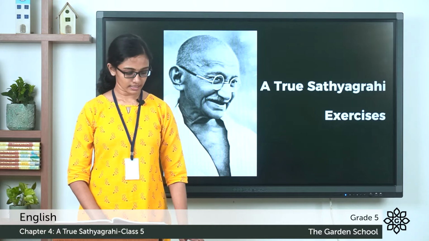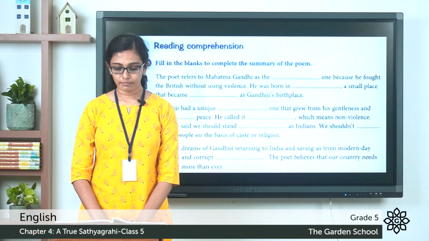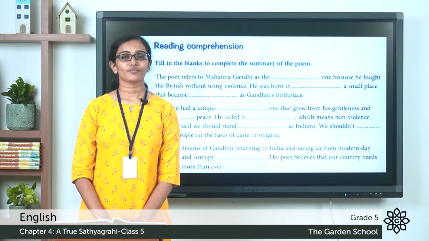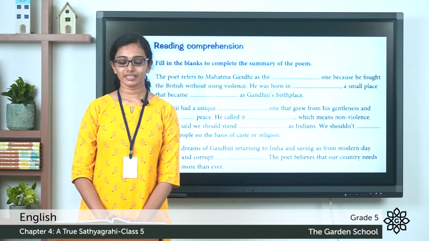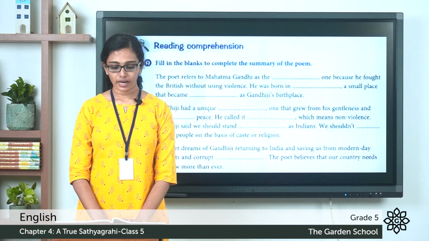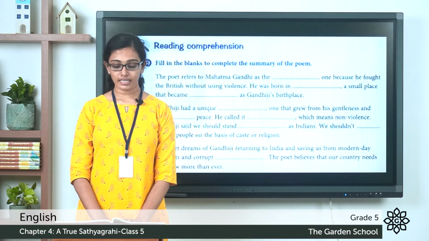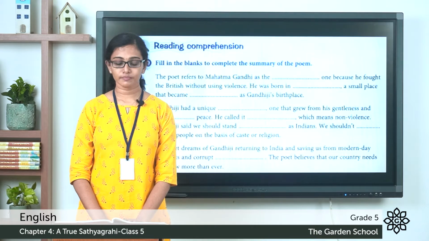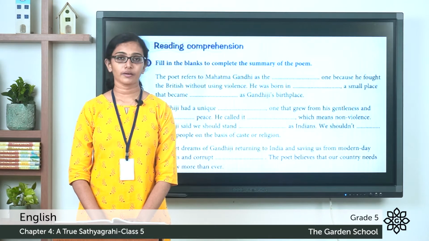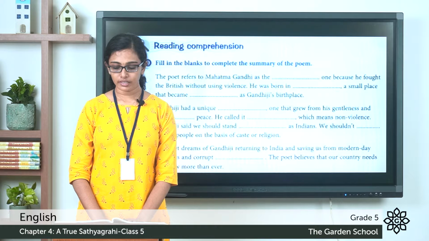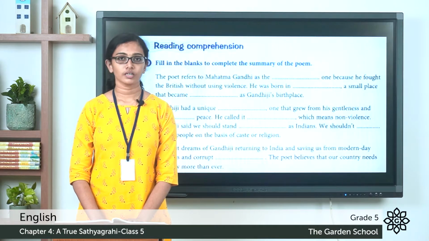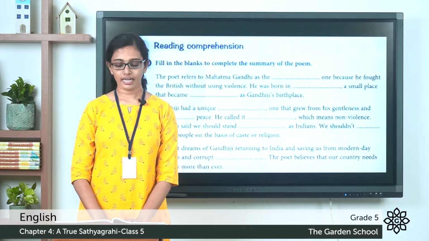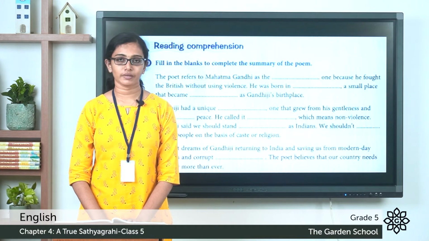So the first question is, fill in the blanks to complete the summary of the poem. So I hope you read the poem. So from the words we learned in the poem, let's complete this exercise. The poet refers to Mahatma Gandhi as the enlightened one because he fought the British without using violence. He was born in where? He was born in Saurashtra, a small place that became renowned as Gandhiji's birthplace.